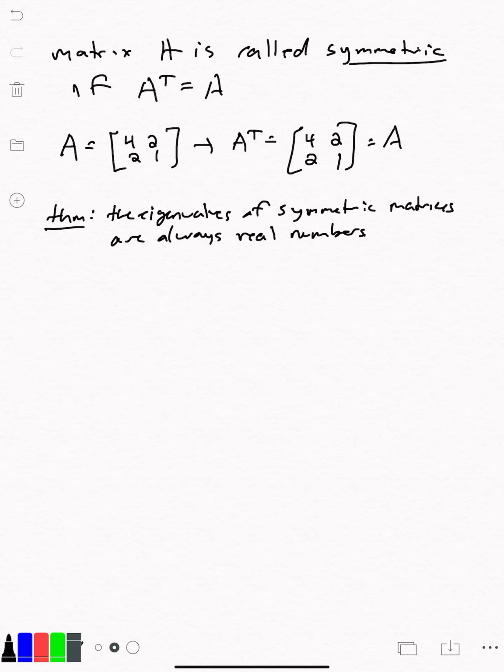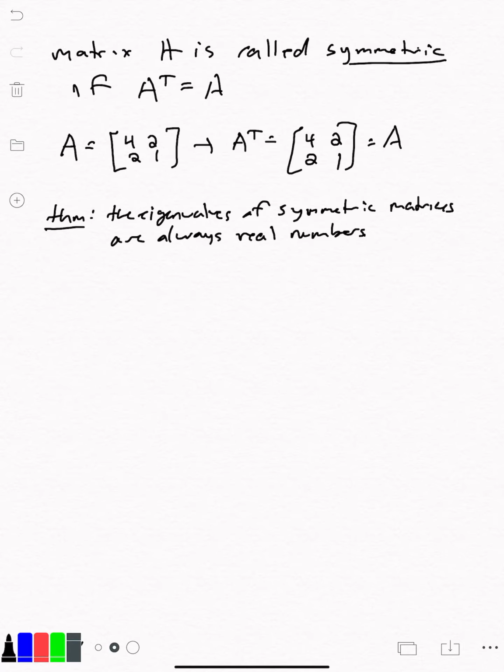So that can happen in general. There are matrices like that. But it turns out if you have a symmetric matrix, that's not going to happen. They're always going to be real numbers. So that's one use of it, right? If I ever give you a symmetric matrix, you're guaranteed to have real numbers here.